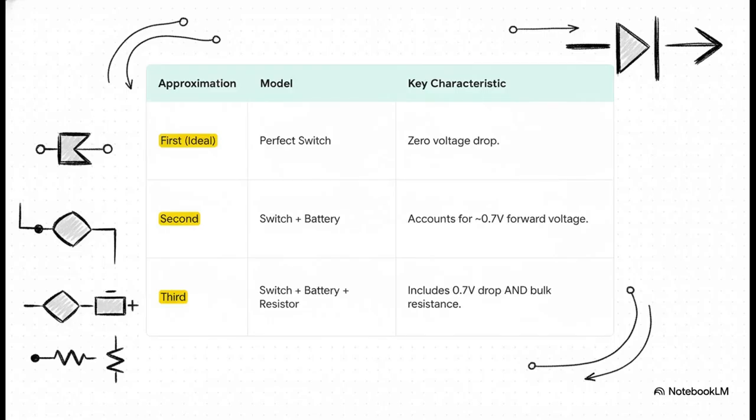This table basically shows how we can layer on the realism. The first approximation, that's our ideal switch we've been using. The second is a lot more common. It adds a tiny 0.7 volt hurdle. Just think of it like a small price you have to pay. You have to spend 0.7 volts just to get a normal silicon diode to turn on. Then there's the third approximation. It's even more precise, adding a small resistor to account for the diode's own internal resistance.